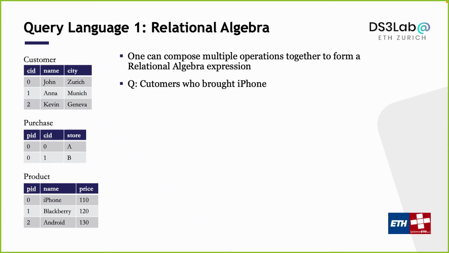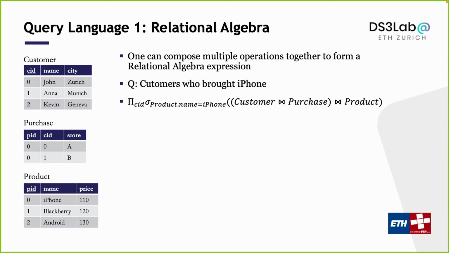So now let's look at this query. We are going to write our first query together. I have a database with customer, purchase, and product. My query is: I want to find all the customers who bought iPhone. How can we write down this query as a relational algebra expression?